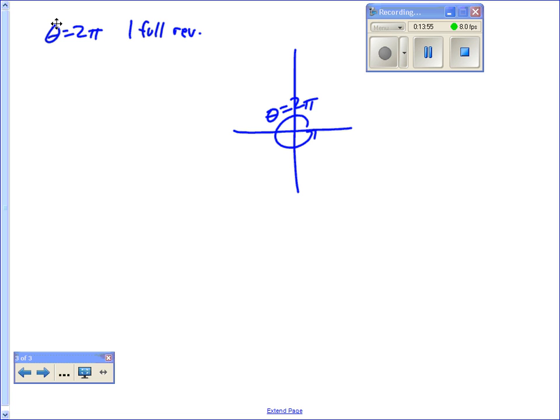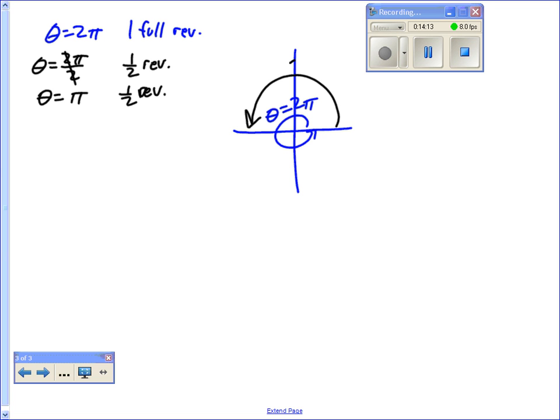Well, what would half of that be? What would a half revolution be? Well, that's got to be half of 2 pi, divide that by 2. Theta would be pi for a half revolution, okay? So if you just go to here, how much did you rotate? Pi amount. In terms that you've dealt with before, that's 180 degrees, right?